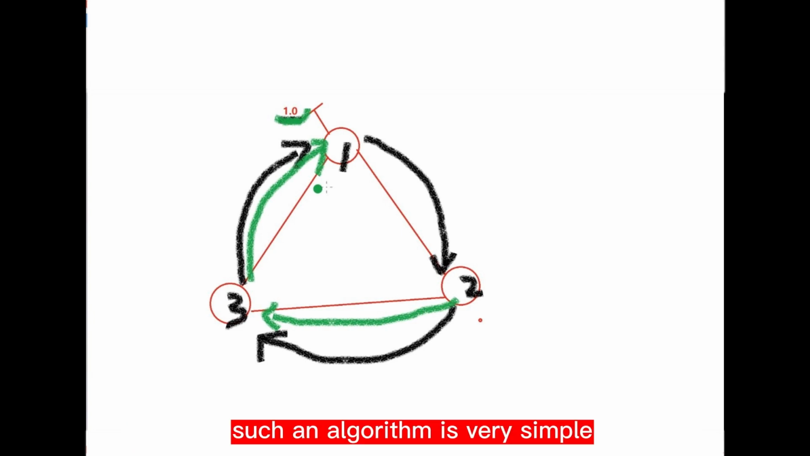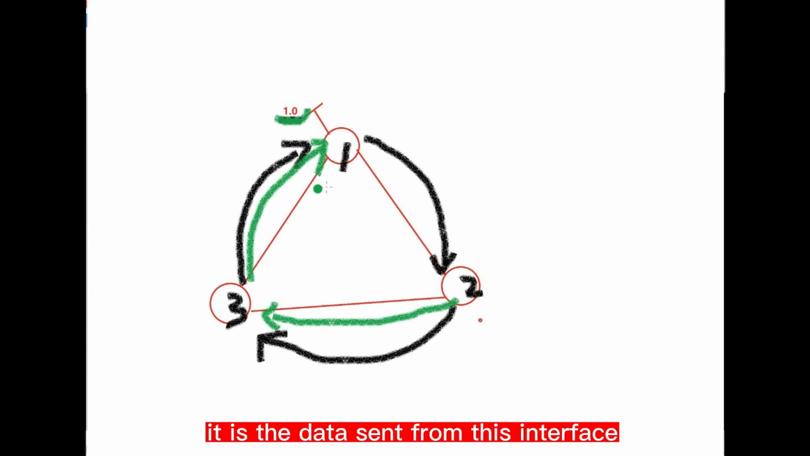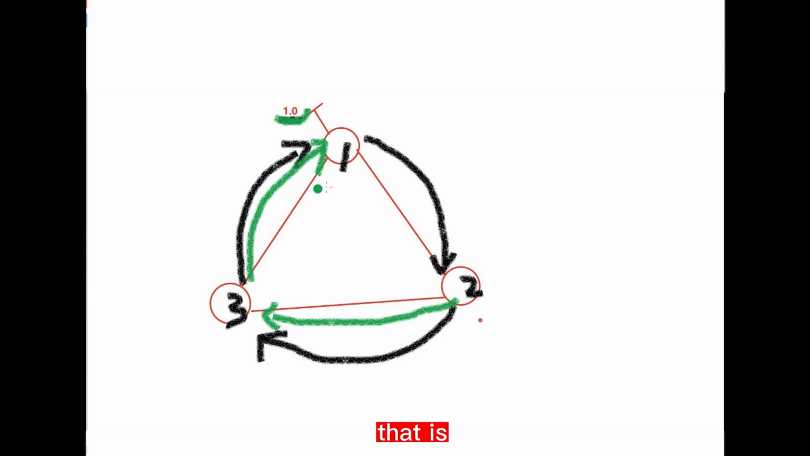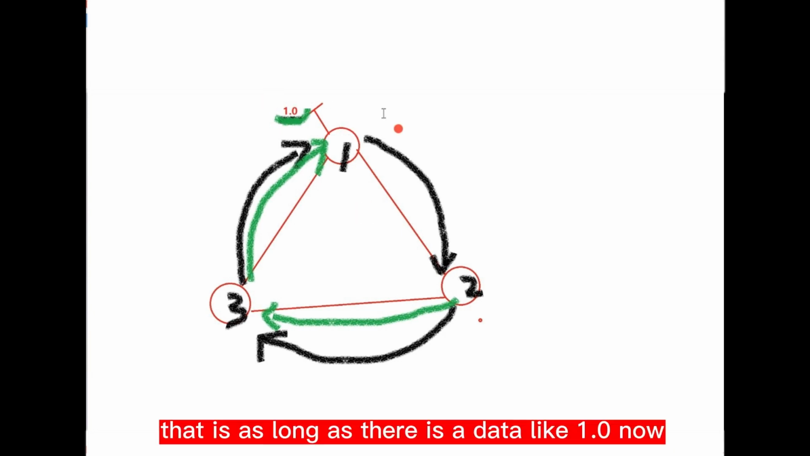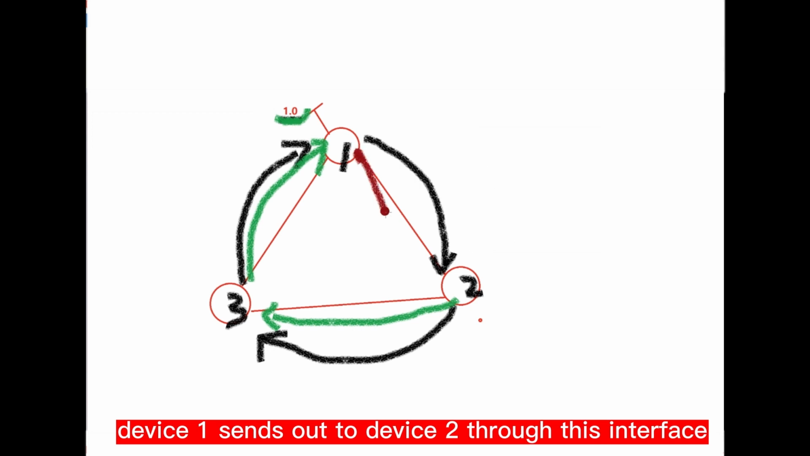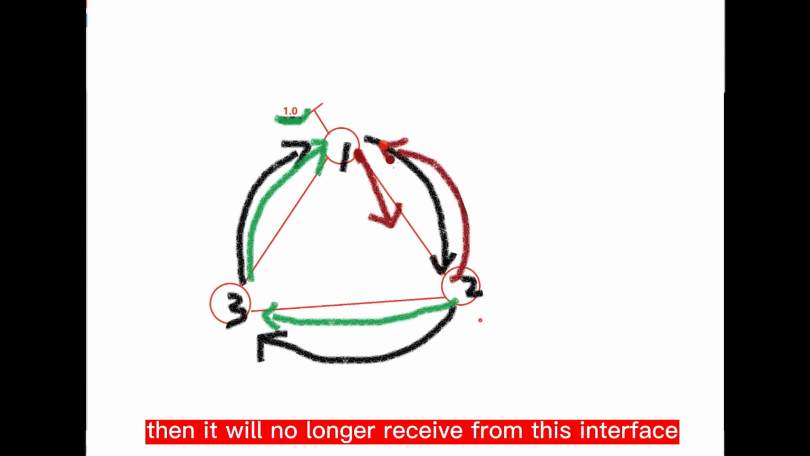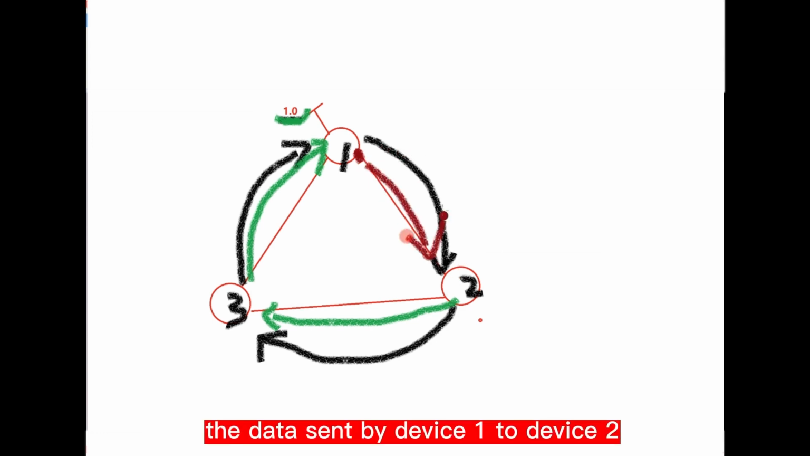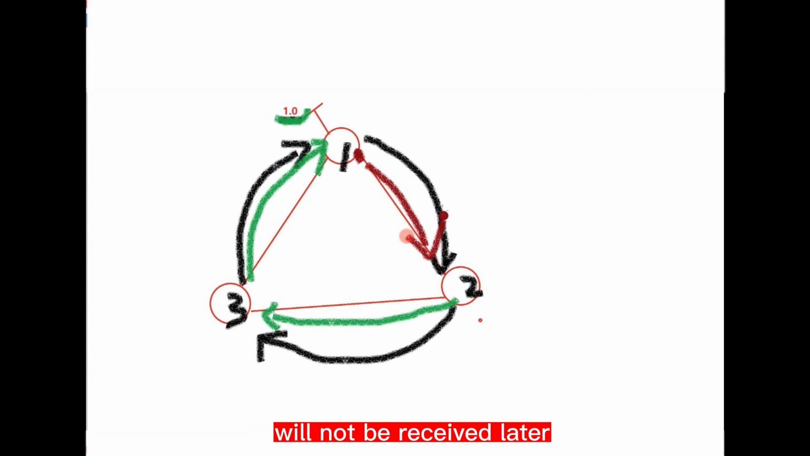Such an algorithm is very simple. The data sent from this interface will no longer be received from this interface. That is, as long as there is data like 1.0 now, device 1 sends it out to device 2 through this interface. Then it will no longer receive from this interface in the future. The data sent by device 1 to device 2 will not be received later.